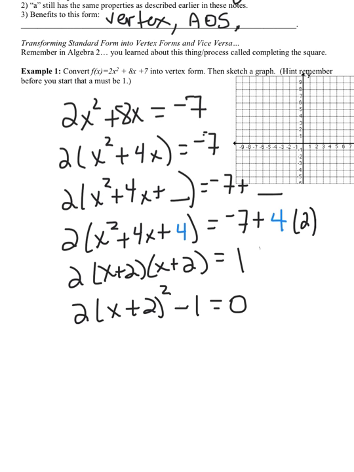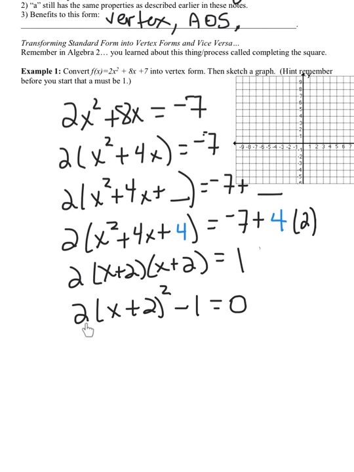Now I can rewrite my equation and combine these two binomials into one and just say x plus 2 squared. So now I have 2 times x plus 2 squared, and then of course I move my 1 over to the other side of the equal sign by subtracting it from both sides. Now I have my quadratic in vertex form.